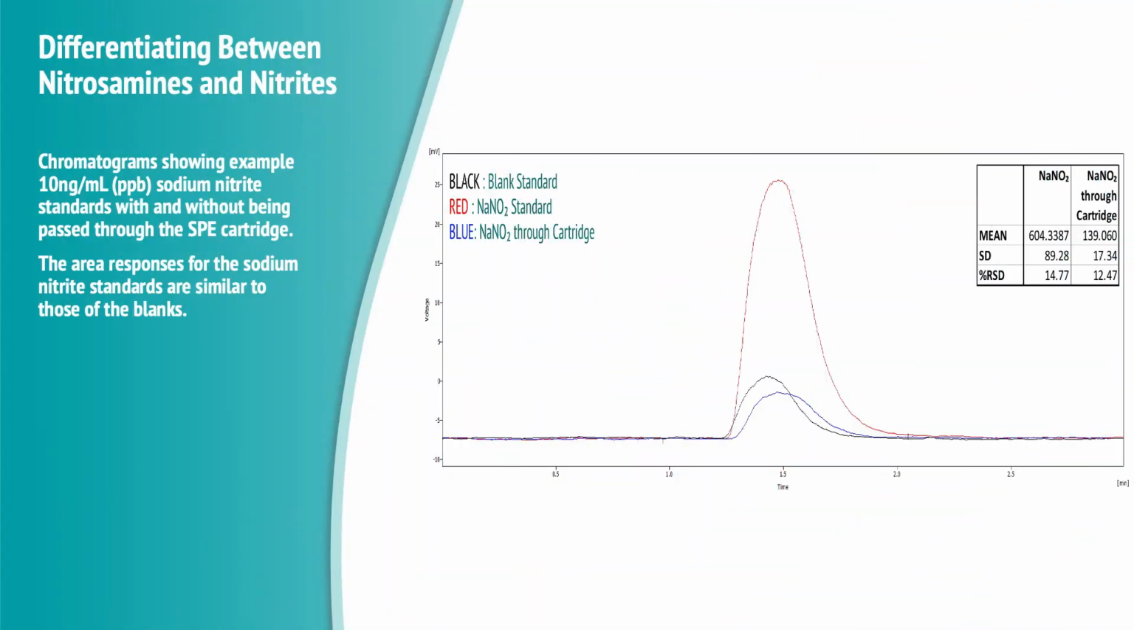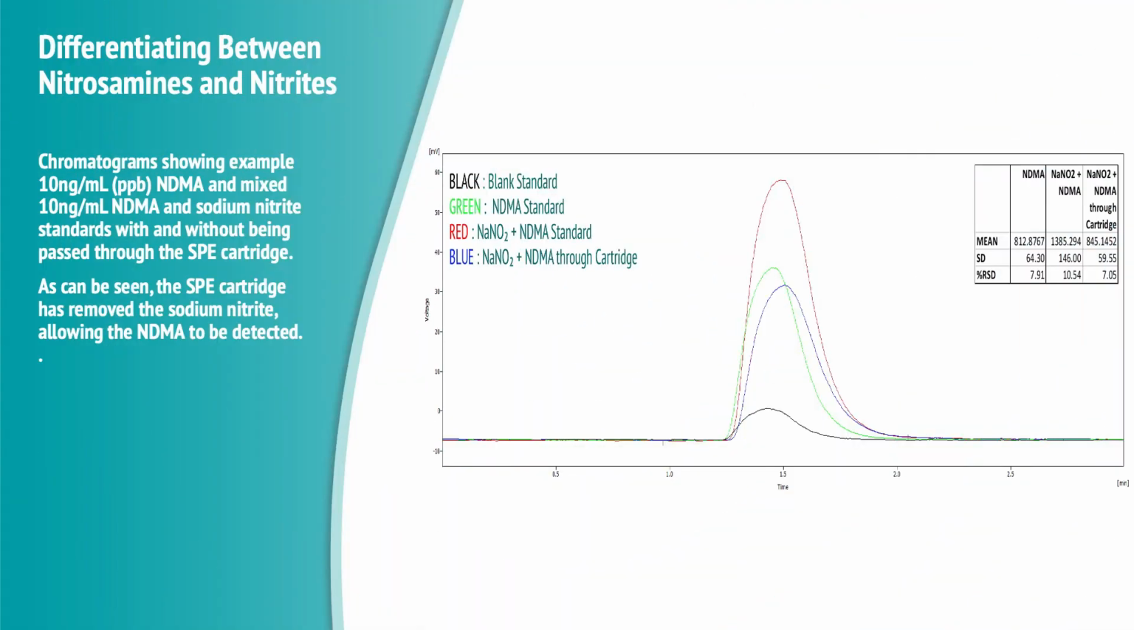Sodium nitrite was used as an example. So as you can see here, the sodium nitrite not passed through the cartridge has got a large area, whereas once it passes through the cartridge, the area is very similar to that achieved with a blank sample.